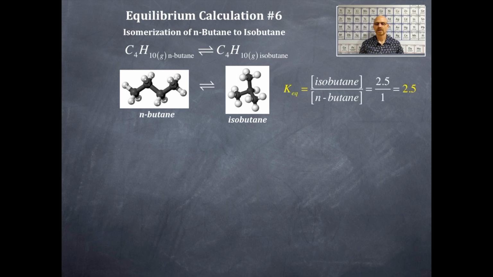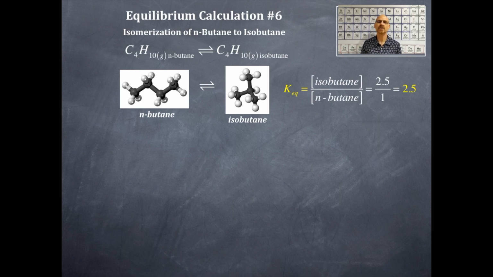Okay, so here's the Keq, that is products over reactants with the stoichiometric coefficients as exponents. I got coefficient exponents as ones here. The product is the isobutane, that's why it's in the numerator, then the N-butane is in the denominator. And that's 2.5 to 1, which is equal to 2.5. So the Keq is 2.5.